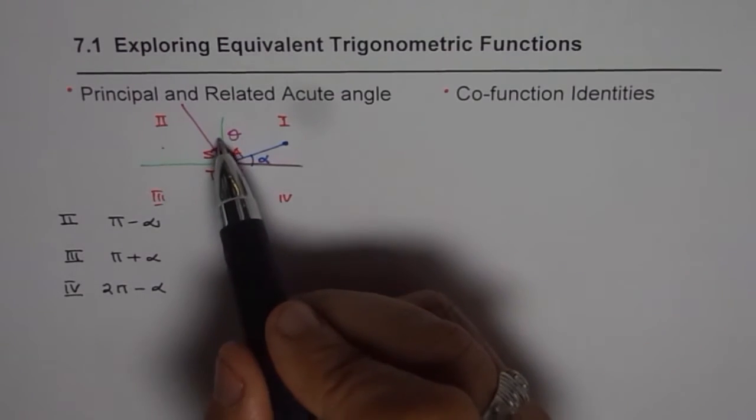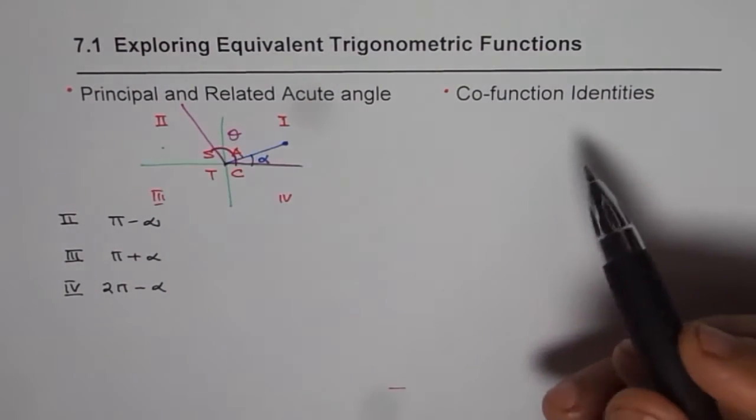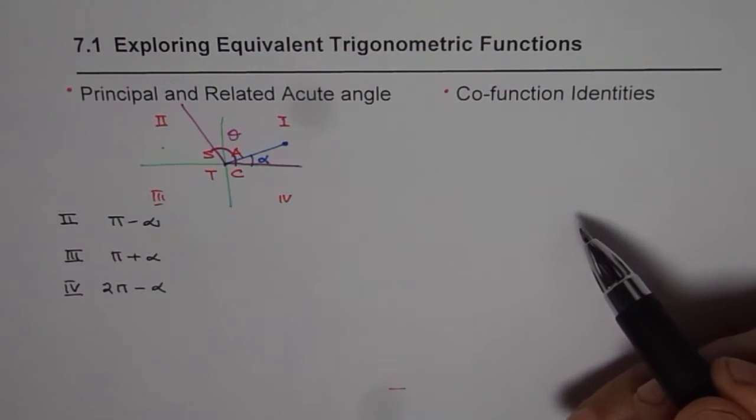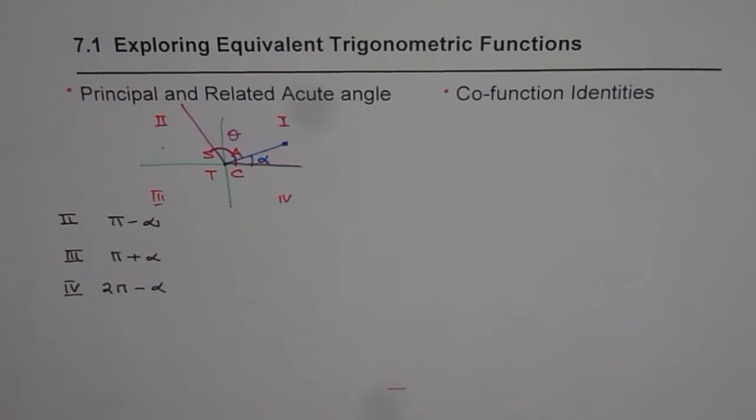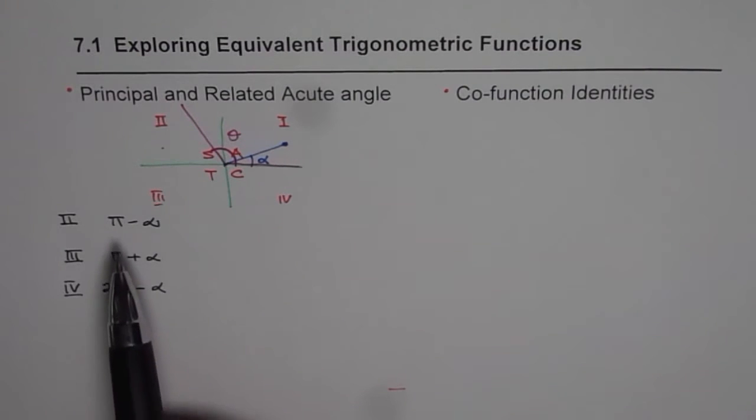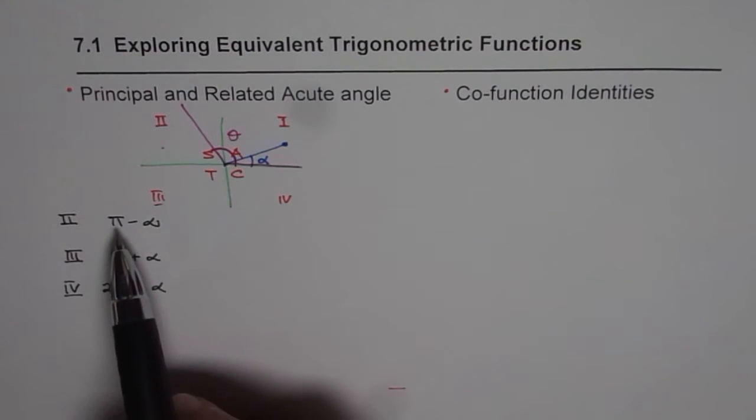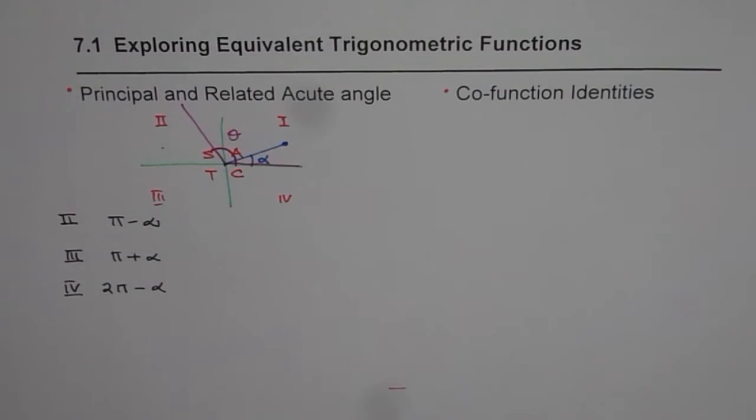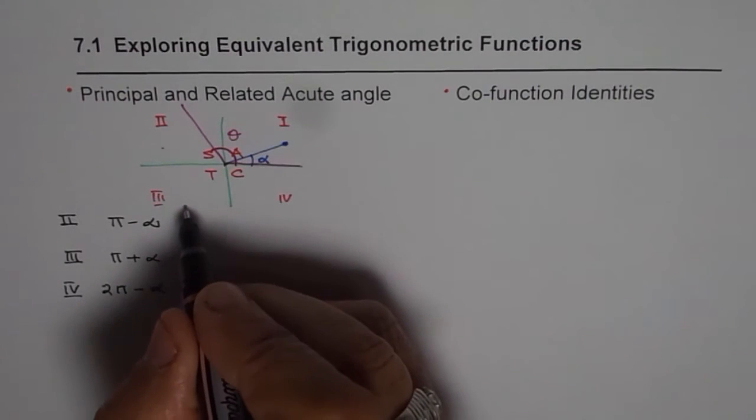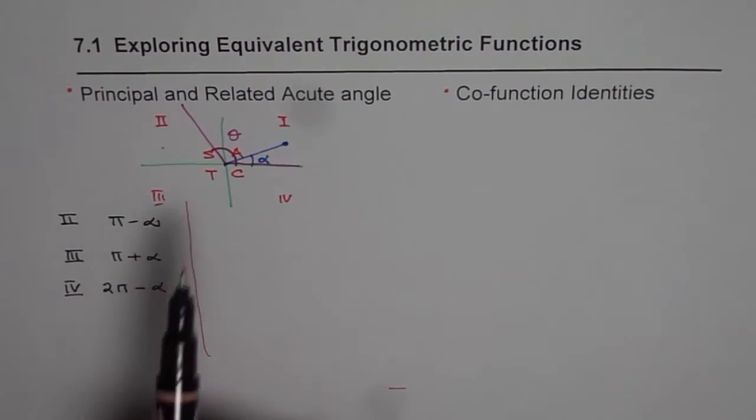Why I didn't take pi by 2 minus alpha: those combinations I will take under cofunction identities. That is how I'm splitting it up so that it becomes simpler for you to understand when to use which identity. So if you are using plus or minus with pi or 2 pi, then you follow this set of description which I'm going to discuss with you. But when we talk about pi by 2 or 3 pi by 2, we'll talk about cofunction identities, correct? So you understand one part, that the principal angle could be written in this form, right?